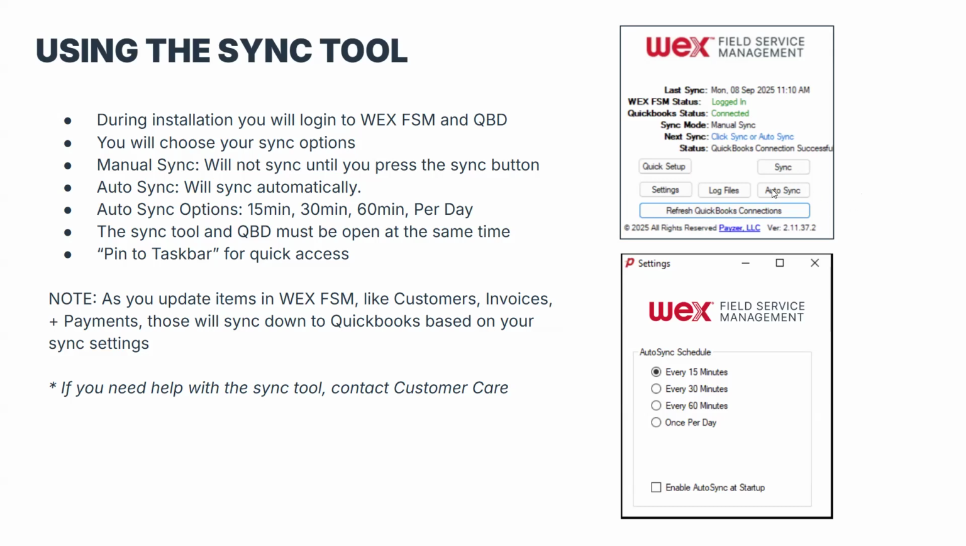You can turn on the auto sync feature. There's a button where you will click auto sync, and it will ask if you want 15 minutes, 30 minutes, 60 minutes, or once per day for the sync schedule, and it will just sync in those intervals. So let's say you choose every 15 minutes, you go in and add a new customer, you take a payment, whatever item you're doing. At the 15-minute mark, that will then start a sync. Any updates you've made in your system will then sync down to QuickBooks.